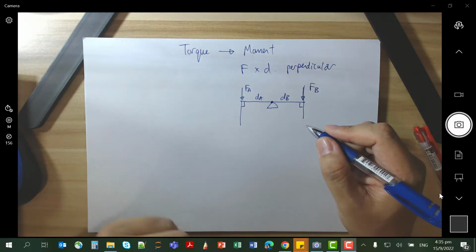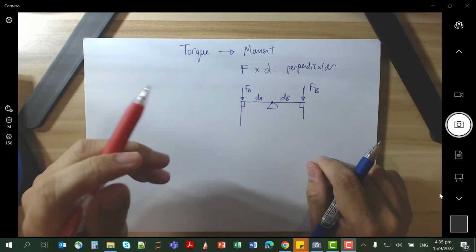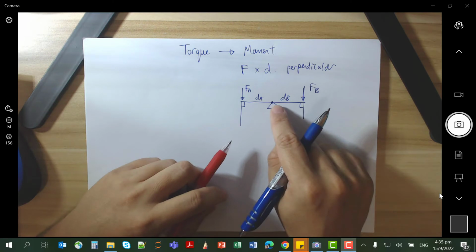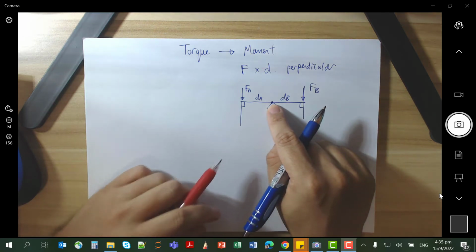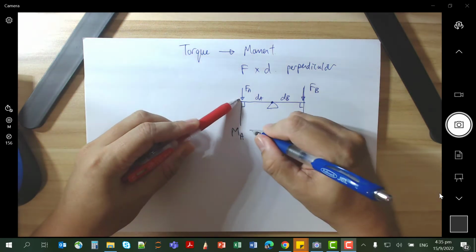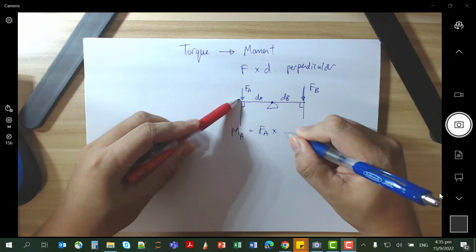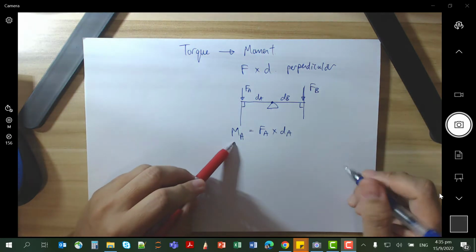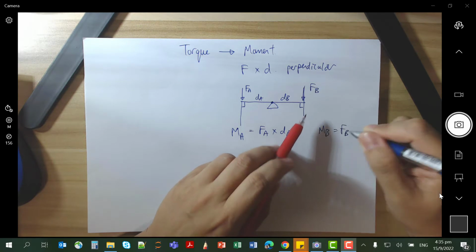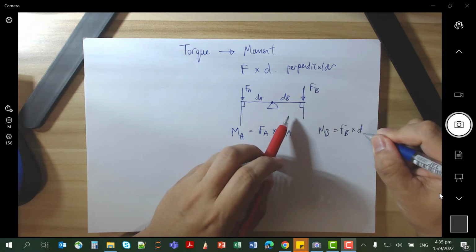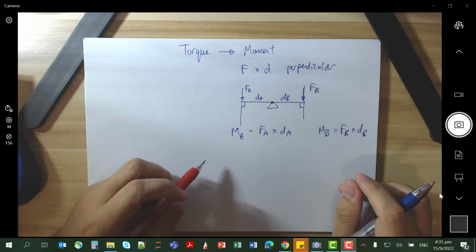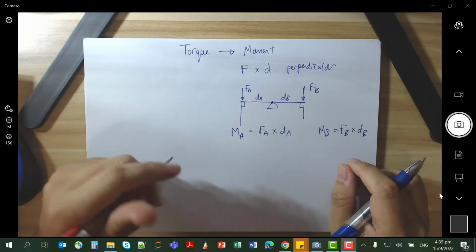What do we look at? We look at with respect to which point you are rotating. In this case, usually it's the pivot point here. So the moment caused by A is basically force of A multiplied by dA, and the moment caused by B is the weight of the guy multiplied by the distance away from the pivoting point, the rotating point.